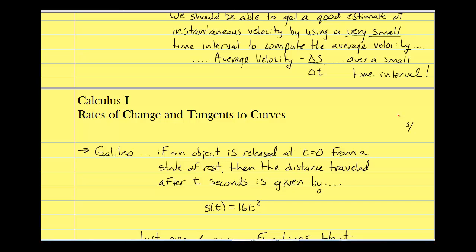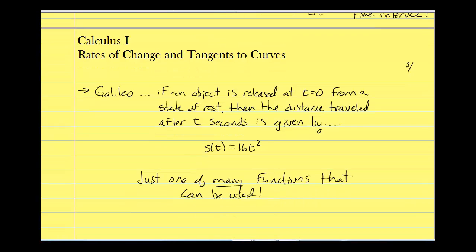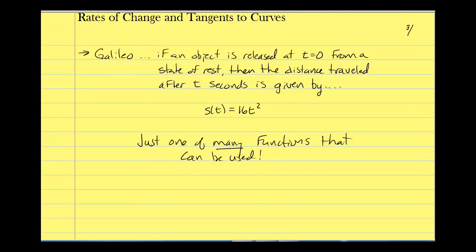So when we start talking about velocity or instantaneous velocity, we kind of have to wonder, where do these functions come from? Well, if we're talking about average velocity, we're assuming constant speed, and basically constant speed would be a linear function. Well, what if it's not a linear function? For instance, if you released an object at some time equals 0, the distance traveled after t seconds is given by this formula right here.